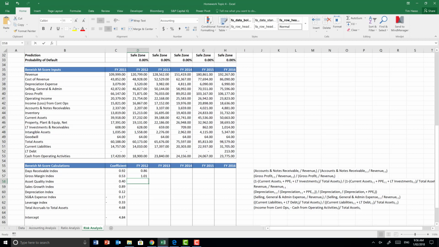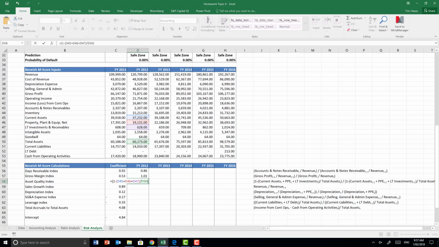So in this case, we're going to use equals, open up a bracket, 1 minus, open up a bracket, current assets in this year. So again, look for current assets in this year. So in row 45, plus property, plant, and equipment. Let's see, property, plant, and equipment is the next line, plus long-term investments. Close the bracket, divided by total assets in this year. So let's see, total assets in this year.